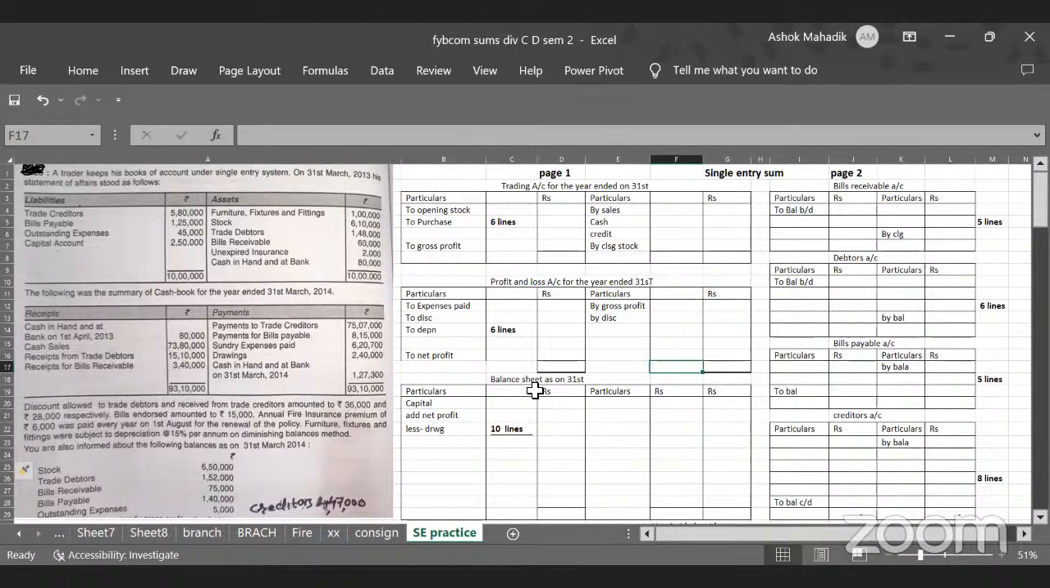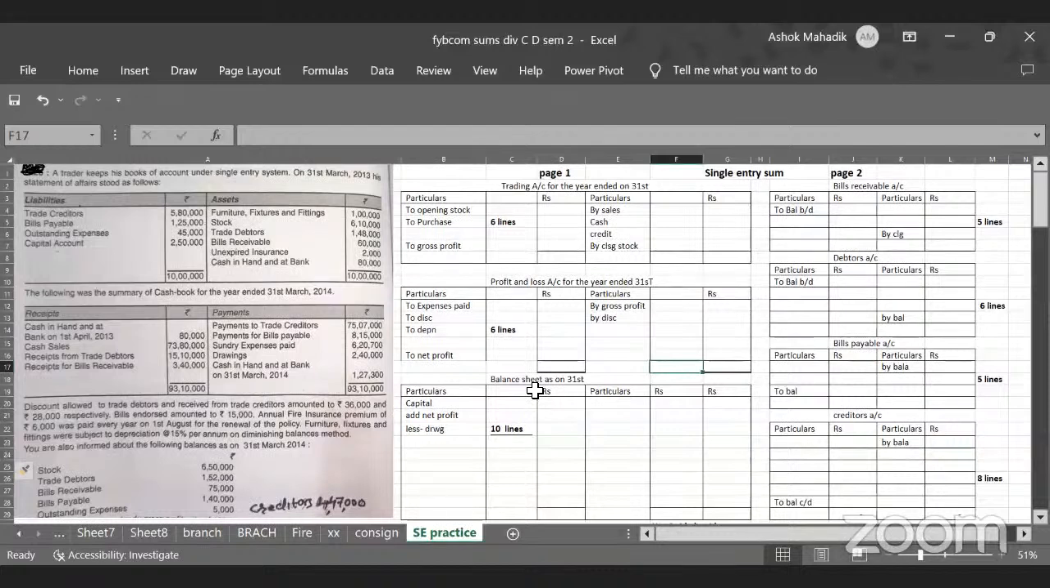Now single entry system, as you know, is an incomplete record system wherein we do not follow basic principles of double entry accounting. But we can convert a single entry sum into a double entry bookkeeping system and we can draw final accounts. So in this sum, we are going to make final accounts from whatever information is provided to us. For any sum based on single entry, you need to draw these accounts: first a trading account, P&L account, and balance sheet.